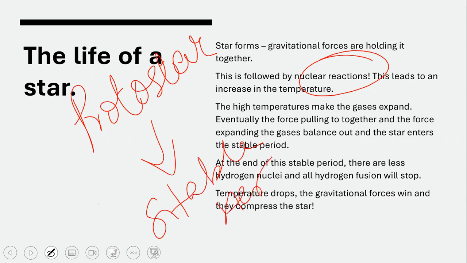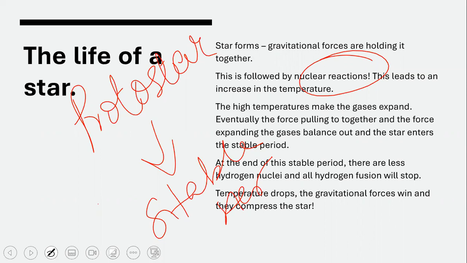So at this particular time, your star is stable because the gravitational force is equal to the expansion. The expansion is coming because of the increase in temperature. Gravitational force is pulling the gas particles together, and the increase in temperature is causing them to expand. When they balance out, the star is balanced because the inward forces and the outward forces are equal to each other. So it will end up becoming a stable star.